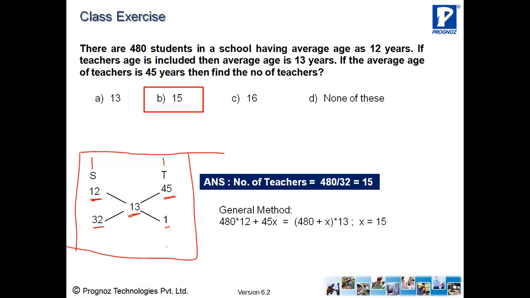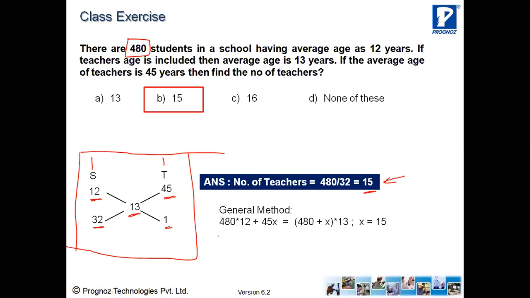What does this mean? For every 32 students, there is one teacher. That is the ratio. For every 32 students, there is one teacher. And total students are 480. Which means the number of teachers is equal to 480 divided by 32 is equal to 15. So there are 15 teachers.